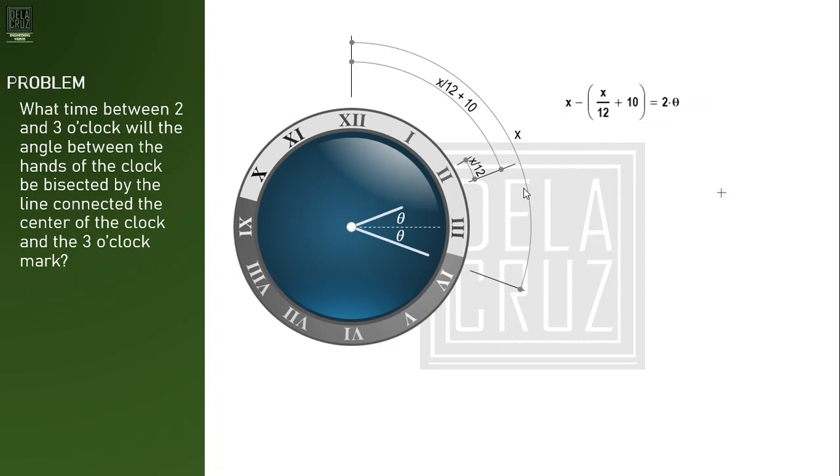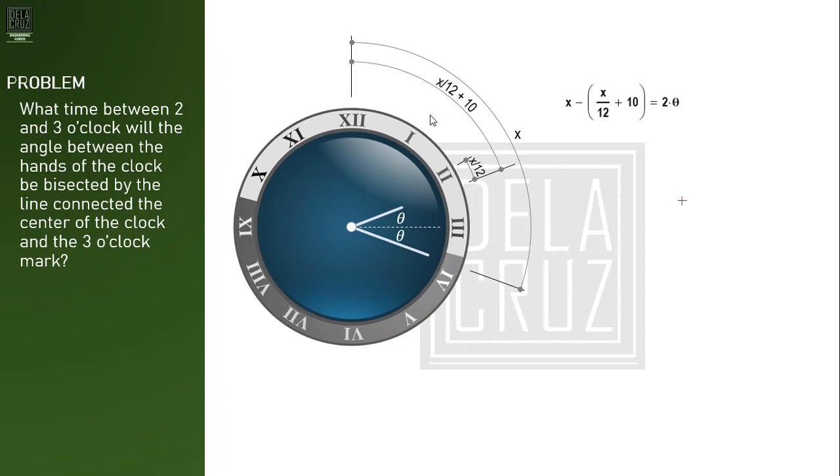Okay? Now as you can see that we have two variables unknown. We have the x and we have the theta. So dapat makagawa pa tayo ng isang equation. So saan natin yun makikita? So i-take advantage natin that they are equally bisected, no? So theta here and theta rin dito.